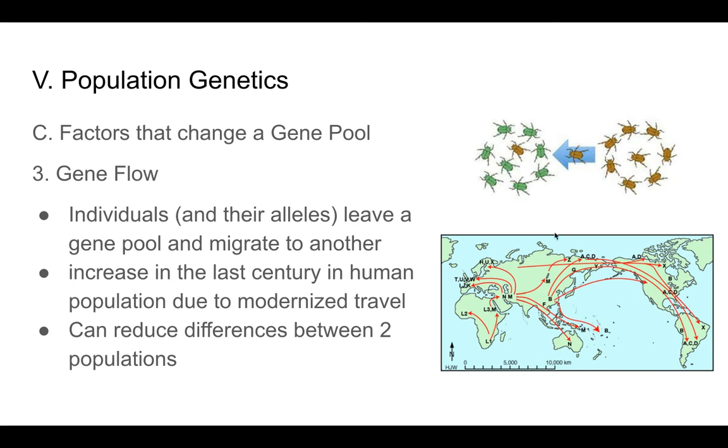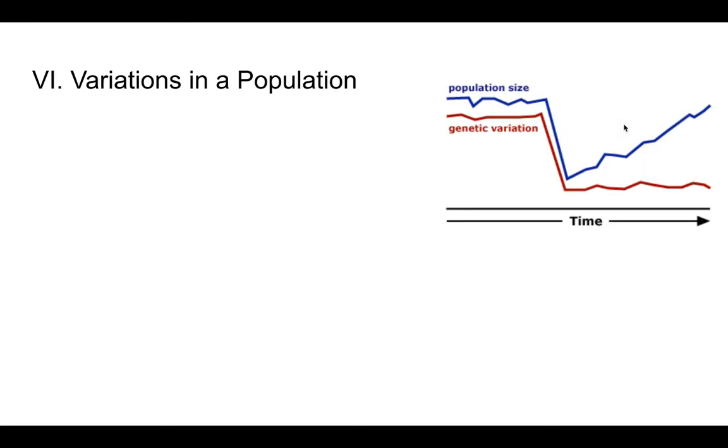So this picture up here of the little beetle, these two populations were very different: green beetles, brown beetles. But because one of the beetles migrates over and starts to interbreed, now we see over time this population would increase in brown and they would be less different compared to initially in the beginning.